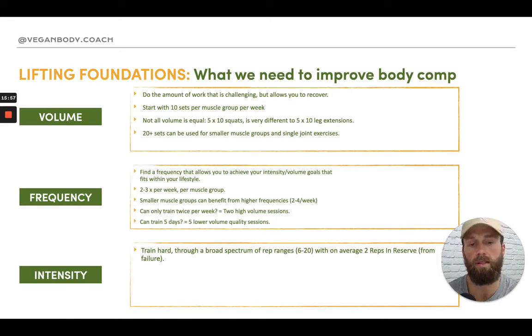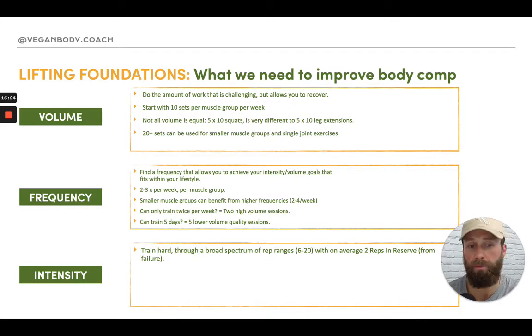But generally, as a rule of thumb, 6 reps up to 20 reps is a great place to sit for most of your exercises geared towards hypertrophy, geared towards muscle building, with on average 2 reps in reserve. So that basically means 2 reps from failure at the end of a set. So if you're doing a set of 10, you should finish that set feeling like you could only do 2 more repetitions, and that would be a very, very hard set of 10.